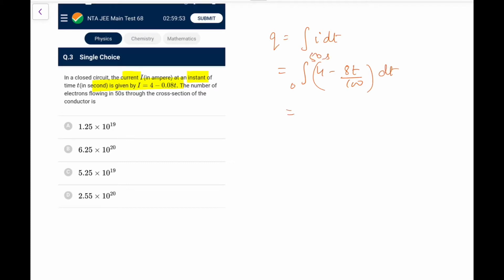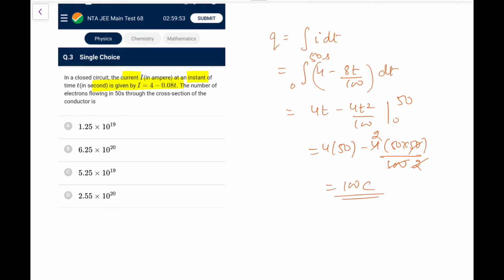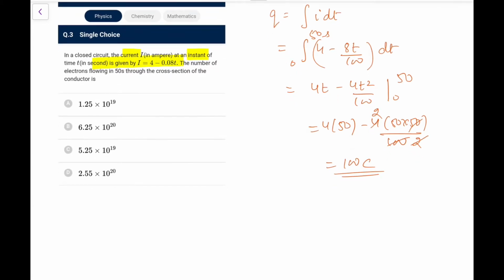So now this will become 4t minus 4t square by 100 from 0 to 50. Put 50: 4 into 50 minus 4 into 50 into 50 by 100, and the 0 limit will be 0, so no point in writing it. This is 200 minus 100, that is 100 coulombs. So for 100 coulomb charge, the number of electrons, let it be capital N into e, where e is the charge of a single electron, so N would be 100 upon 1.6 into 10 to the power minus 19.